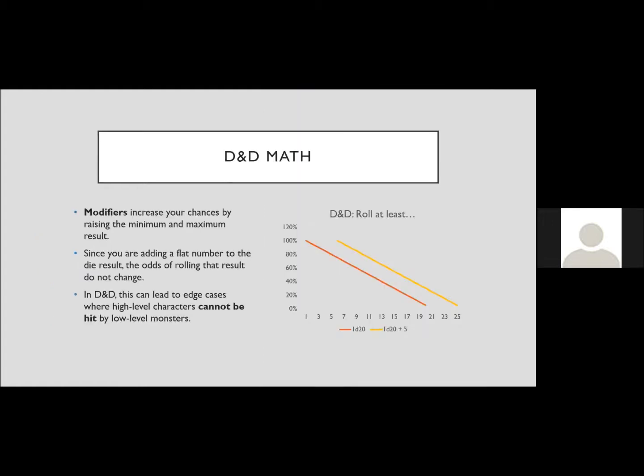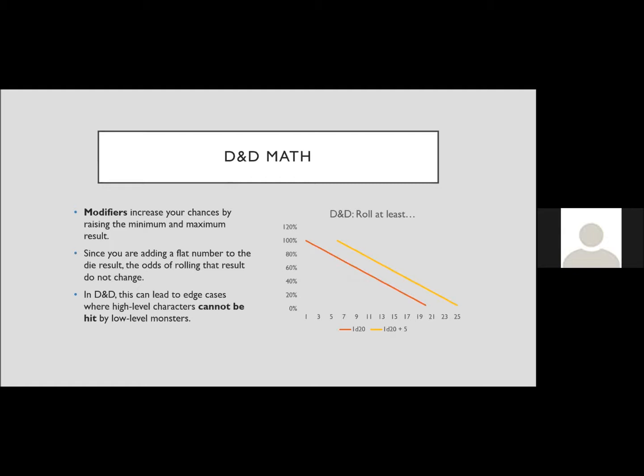So adding a modifier to your roll does some kind of interesting stuff to the math. It increases the maximum result you can generate, but it also raises the minimum result. So the odds of rolling that result actually don't change. If you look at the graph here, the orange line shows a regular 20-sided die's probability of rolling at least the number you need. If you add a plus 5 modifier to that, it doesn't actually change the shape of the line. It just moves where it is on the graph. You're not changing the odds of rolling an 11. You're just increasing the minimum and maximum roll that's possible.